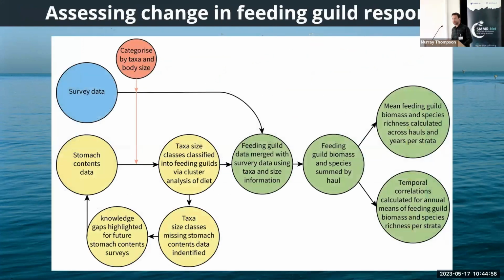So then just to take you through the process of how we use this to look at change in food web structure and function. We have lots of fisheries survey data, otter trawl data over the Northeast Atlantic, and then we have stomach contents data, and both of those data sets we classify in exactly the same way. We categorized things by their taxonomy and by their body size. With the stomach contents data, we use cluster analysis to define the feeding guilds. Then we merge those feeding guilds to the survey data using the taxa and size information. Then we sum the feeding guild biomass by species. You either take a mean across these different assessment strata, or you look for temporal correlations.